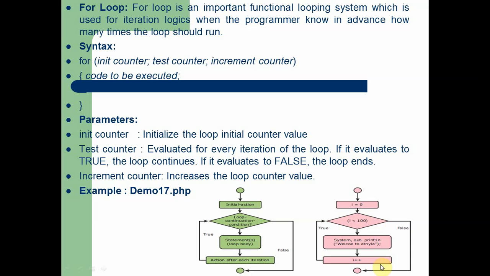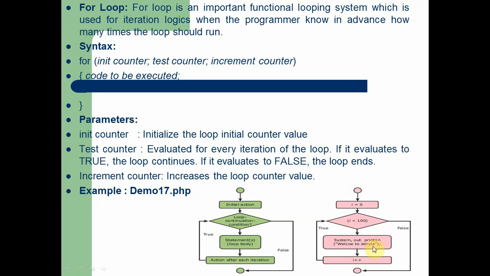Here in this syntax you can see the loop structure starts here and the initialized value is i equal to 0, where the condition is i less than 100. Of course, at the time of beginning the program, the value of i is 0. So here we check the condition i less than 100. The condition is true because the value of i is 0. Then the loop structure will execute and this statement will print on the screen, welcome to analysis.